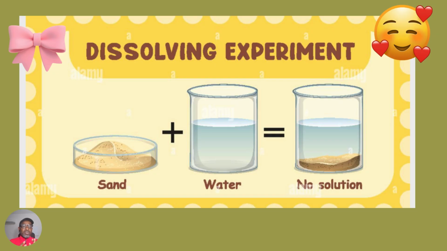Dissolving experiment, let's look at this again. This is sand and this is water. When you combine sand and water together, there's no solution. Why? Because sand does not dissolve. The sand goes down the beaker, and you can see it at the base of the beaker. No solution, which means they don't mix together. They don't mix. So in this case, no solution.